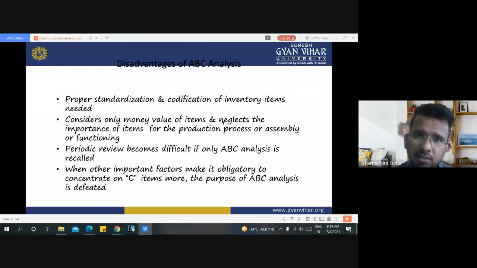This is the overall summary of ABC analysis, in which we have seen the definition of ABC analysis, always better control, the various steps used in ABC analysis, and the advantages and disadvantages of ABC analysis. Thank you. Thank you all.